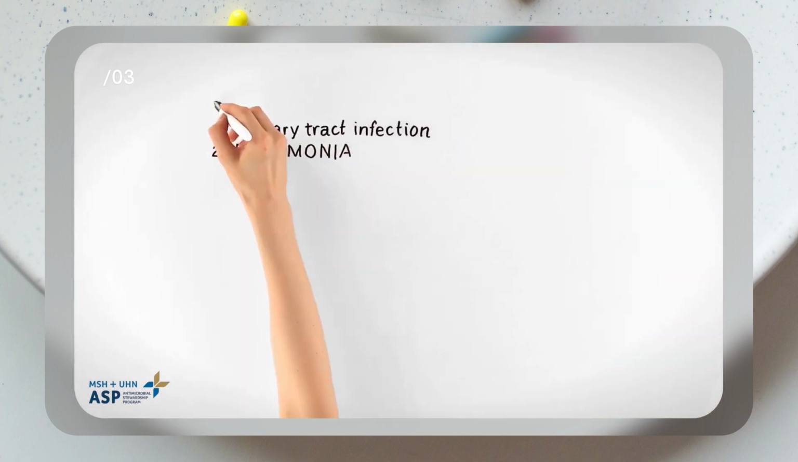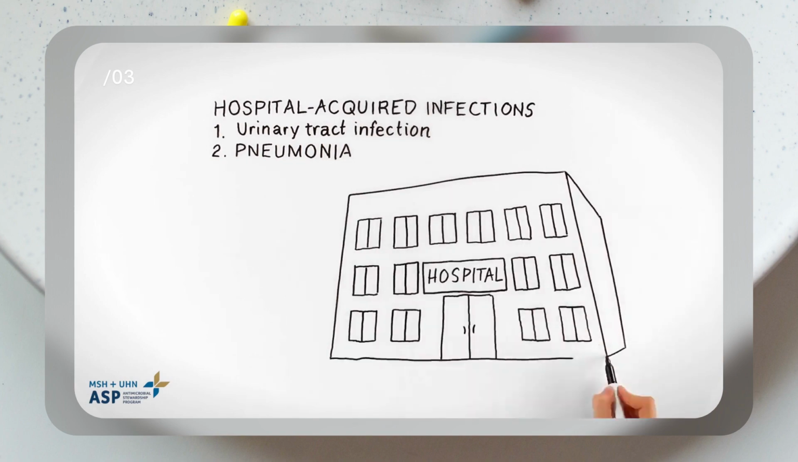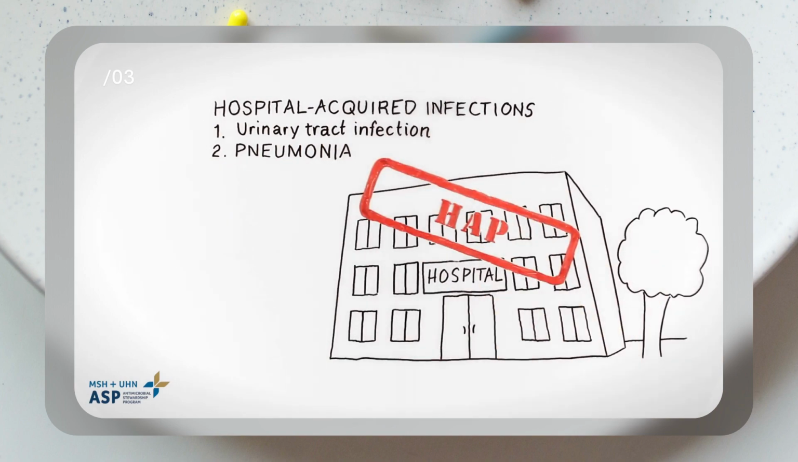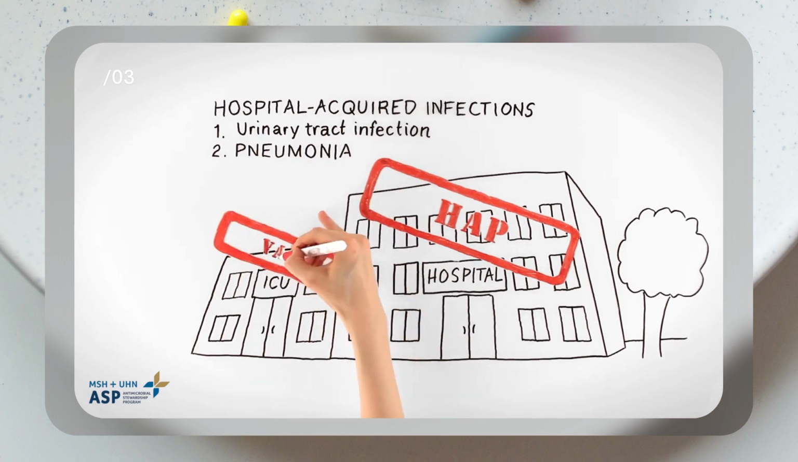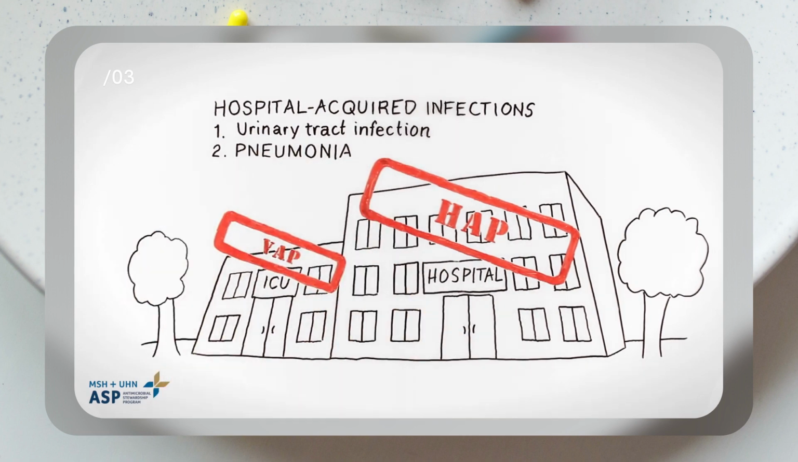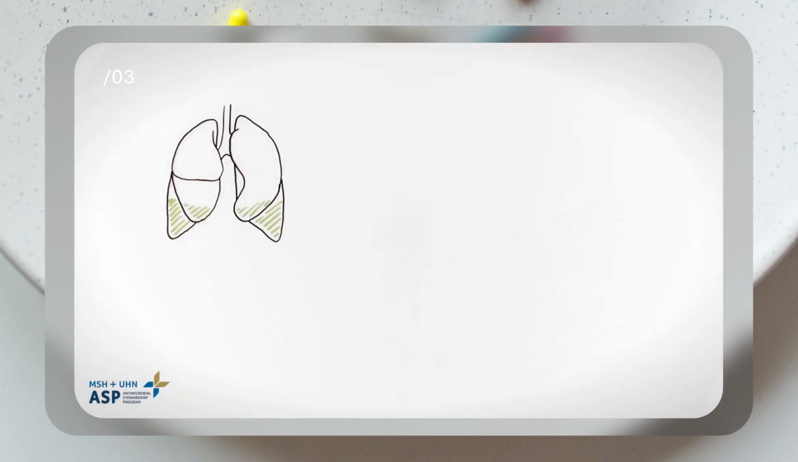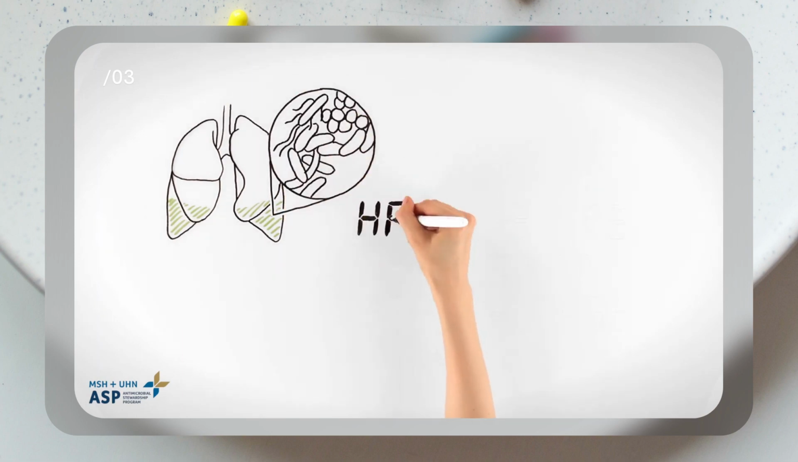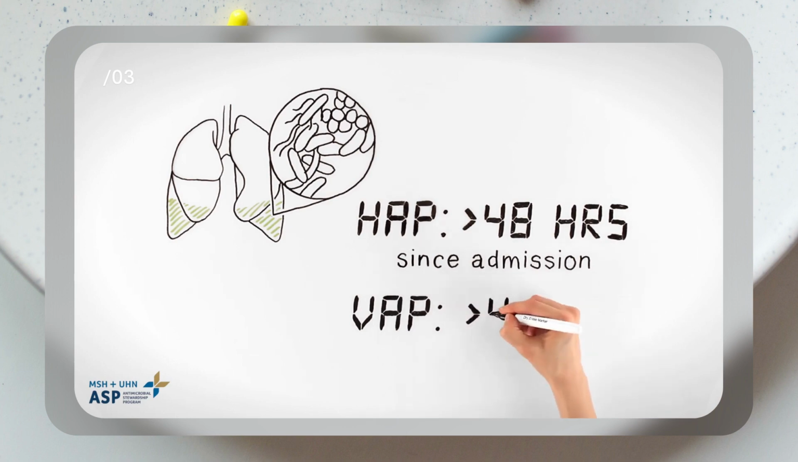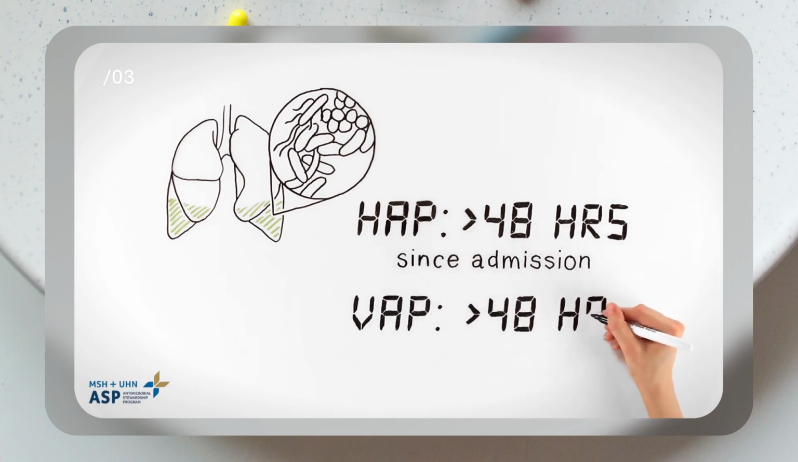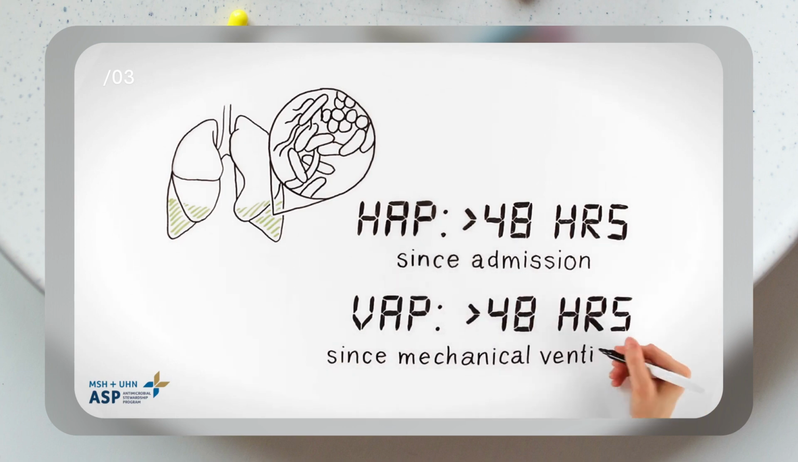HAP is the second most common hospital-acquired infection and occurs anywhere in the hospital. In the ICU, intubated patients develop ventilator-associated pneumonia, or VAP. HAP is defined as a pneumonia that develops more than 48 hours after admission, while a diagnosis of VAP requires patients to have been mechanically ventilated for more than 48 hours at the time of infection onset.